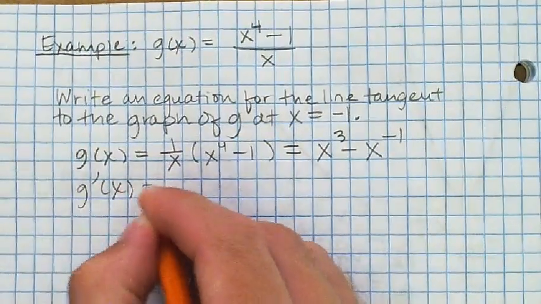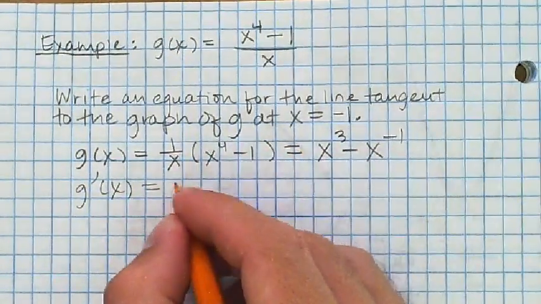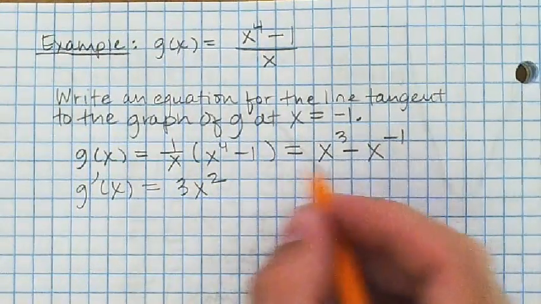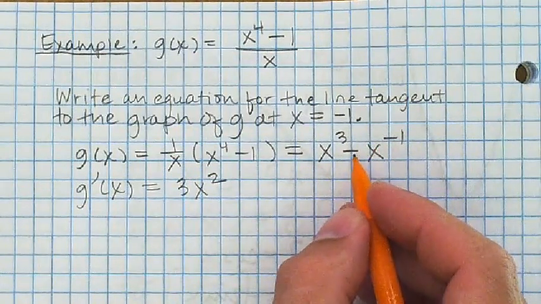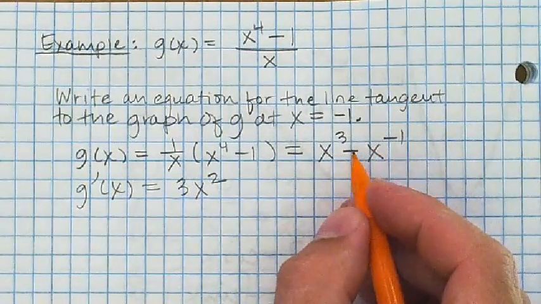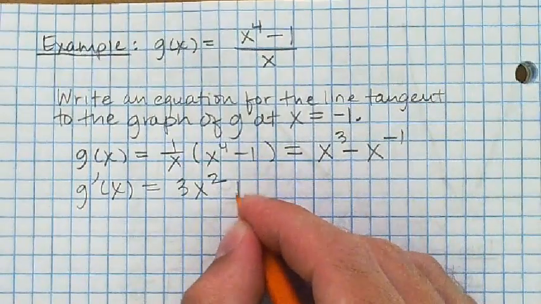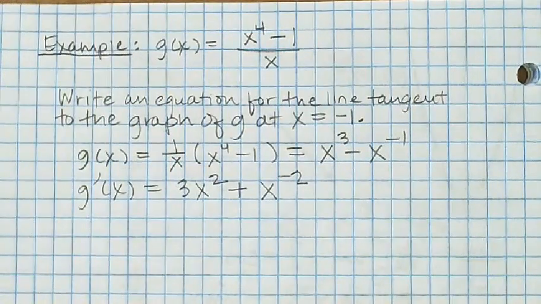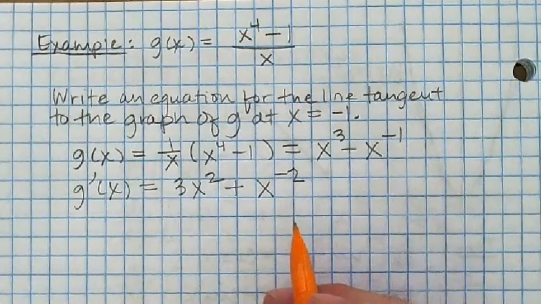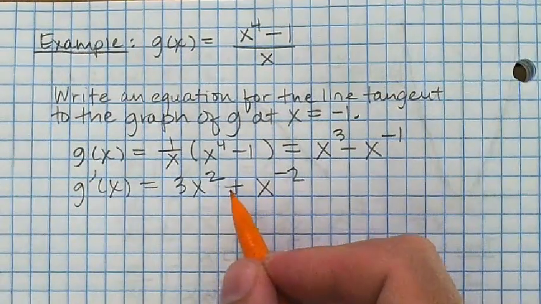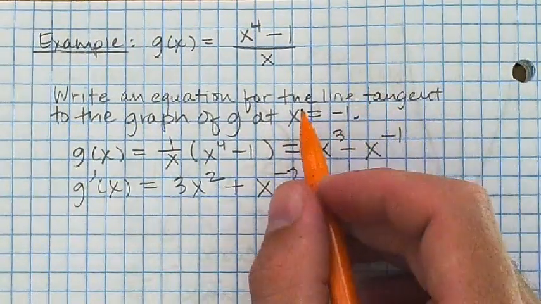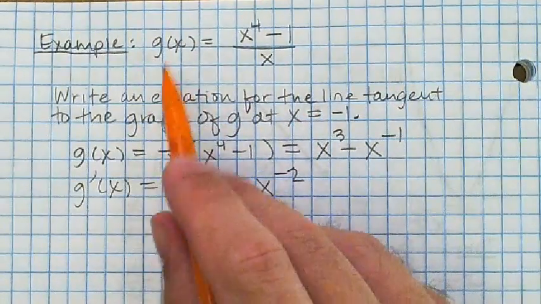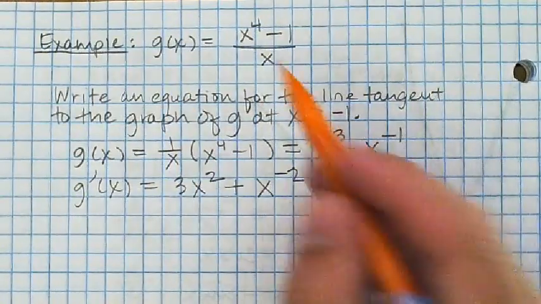G prime of x is going to be, okay, I bring the power down, reduce the power by 1. Okay. And then over here, bring this power down, multiply negative 1 by negative 1, I'm going to get plus x to the negative 2. Okay. I'm taking the derivative so that I can get the slope of the tangent line, and it should be easy enough to get a point because I know the x coordinate and I've got the formula for the y coordinate of g, so it shouldn't be too tough.